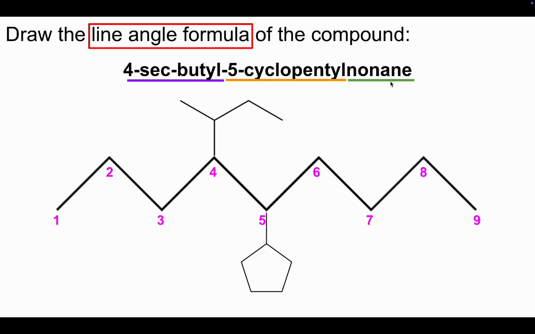That's it. Okay, let's check. Nonane, 9. 5-cyclopentyl, 1, 2, 3, 4, 5. So at number 5, it has 5 carbon. At number 4, you have sec-butyl.